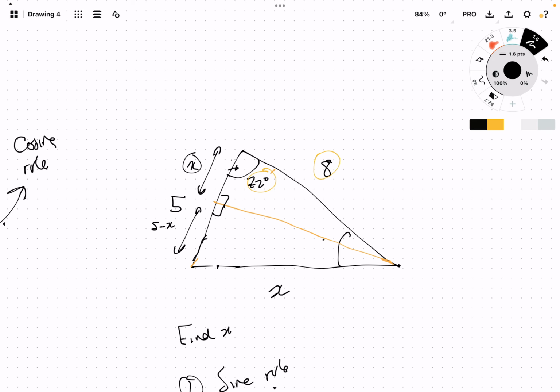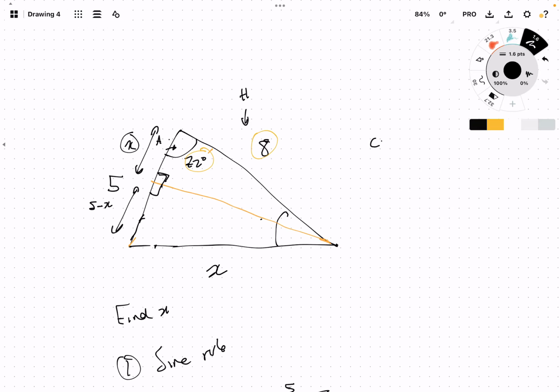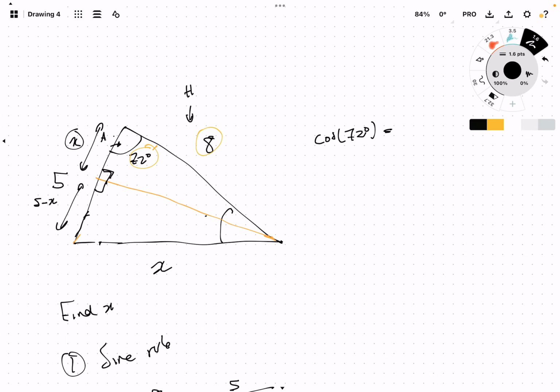In particular, relative to this angle, x is the adjacent side and 8 is the hypotenuse because it's opposite the right angle. So if you use cos of 72, you get x over 8. That would mean x is 8 cos 72. Now, if we were to solve this, we'll get that this is equal to 8 cos 72.